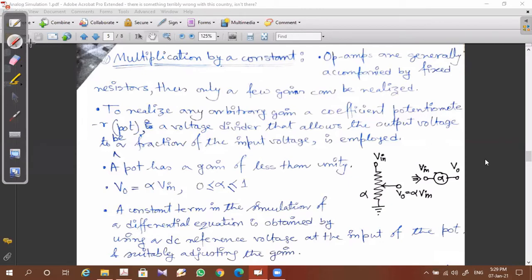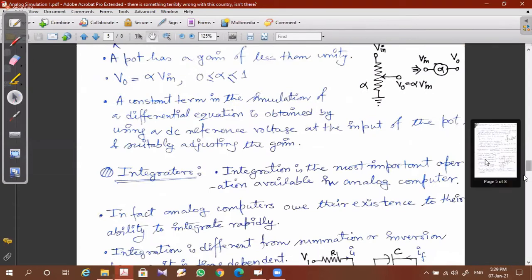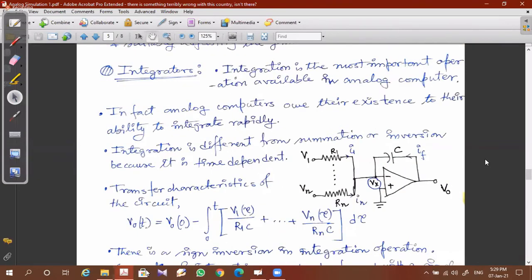The next question is, how can you ensure that all the coefficients in a differential equation will be between 0 to 1? Now, to take care of that, in our operational amplifiers, just a second.